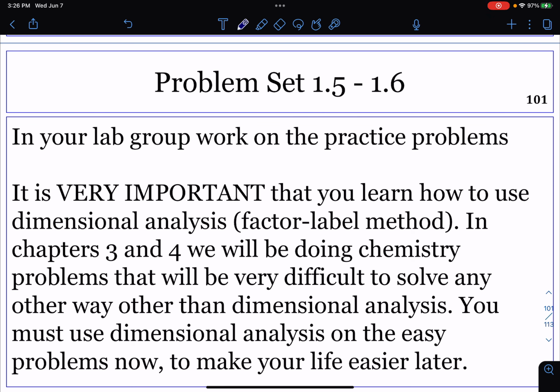When you're completing practice problems for 1.6 in your practice problem packet, it is very important that you learn how to use dimensional analysis, which is this factor label method that we just did in the last 4 problems. In chapters 3 and 4 in this chemistry class, we will be doing chemistry problems that will be very difficult to solve any other way other than dimensional analysis. So for right now, you must use dimensional analysis on all of these easy problems, even if you would know how to do it in your head. And this will just make your life so much easier later on.